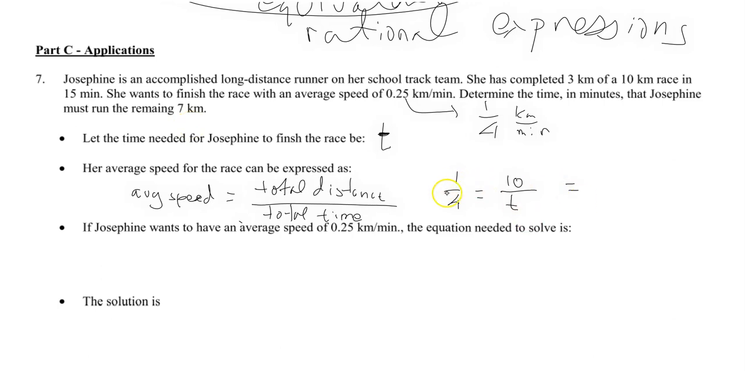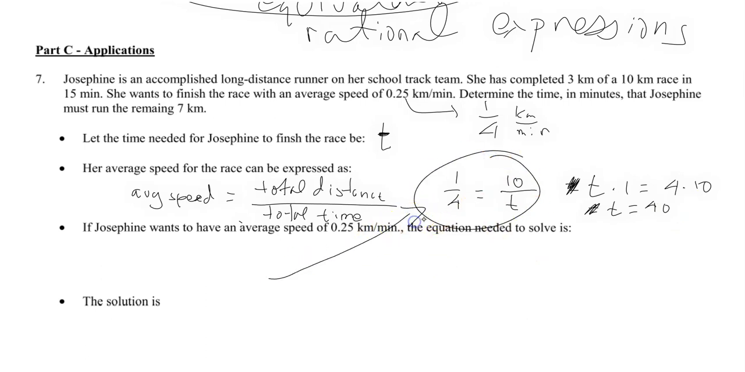Okay, so we can solve this. This is just like a cross multiply. So t times 1 is equal to 4 times 10. So t is equal to 40. The total time is 40. That's the equation needed to solve, and it's being done up here. The total time is 40. She's already run for 15, so the solution is to determine the time in minutes she must run.